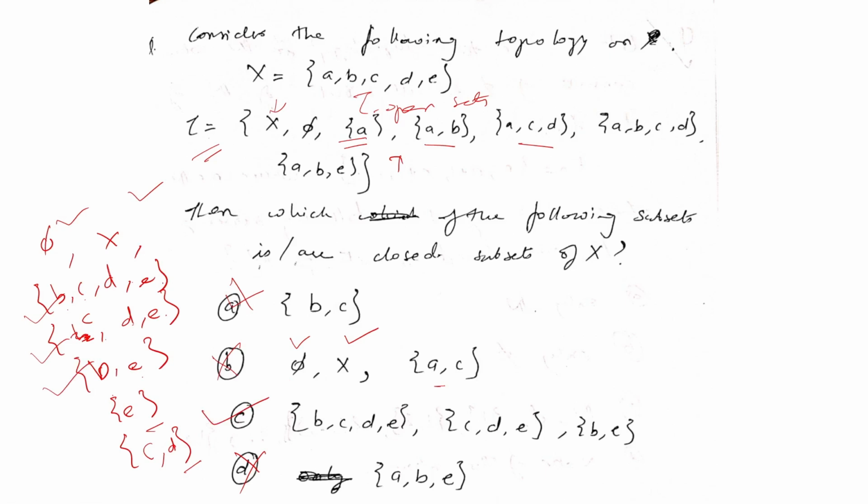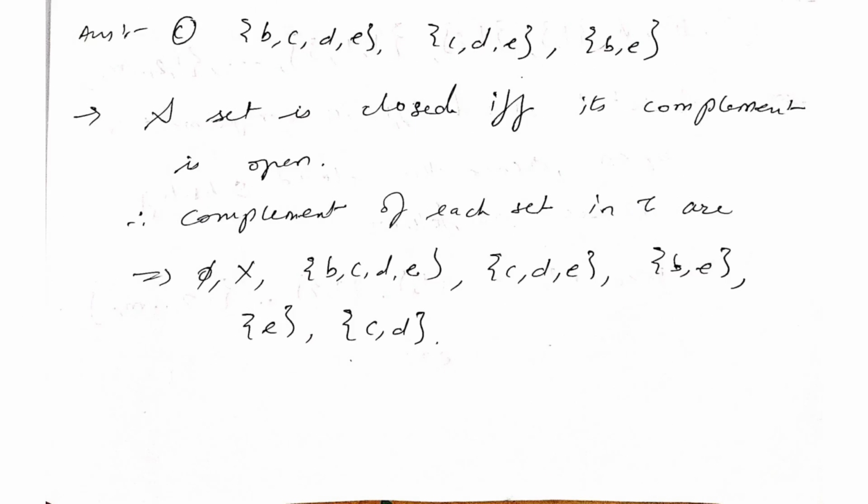I hope it is clear how we got the closed sets. Is it clear to everyone? Shall we move to the next question? Or if you have any doubt, you may ask. Okay. So if you don't have any doubt, let's move to the next question.